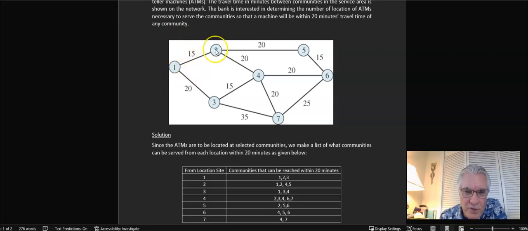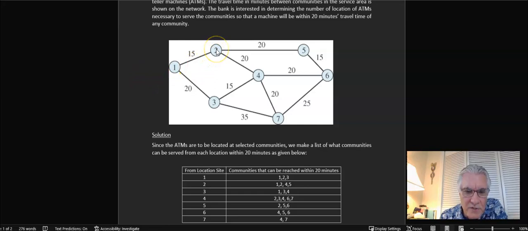So yeah, 2 can be served because it's 15 minutes. 5 can't be served because that would be a total of 35 minutes. 3 can be served. And of course 1, because that's in the community itself. So that means from location 1, 1, 2, and 3 can be served.